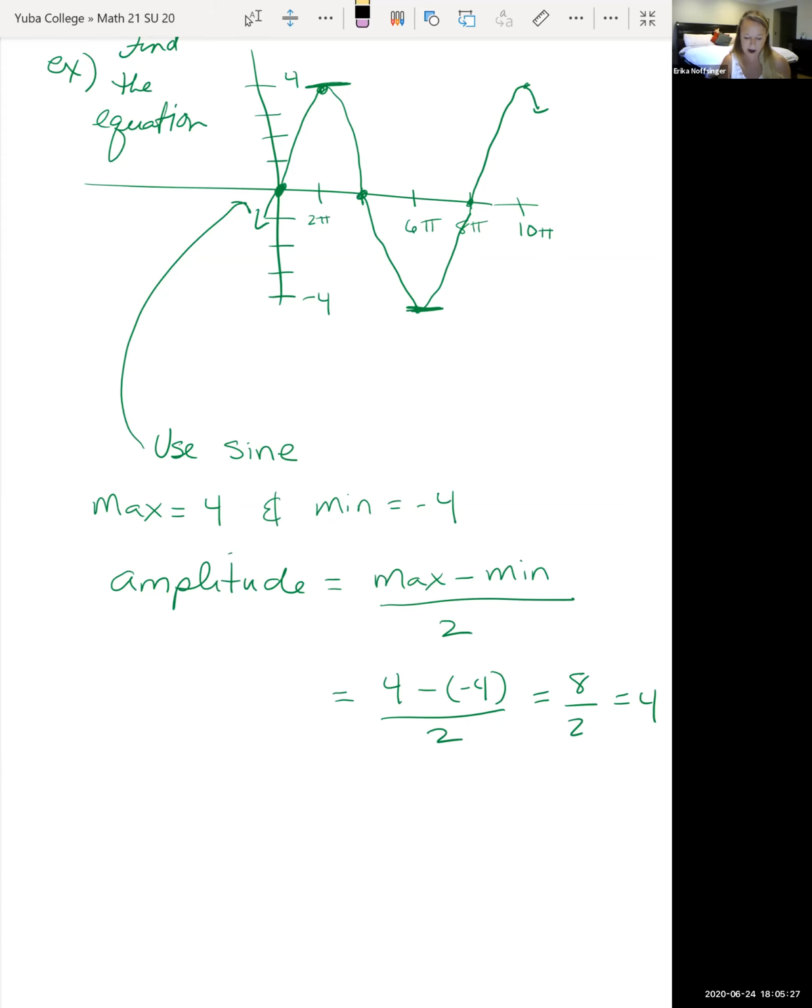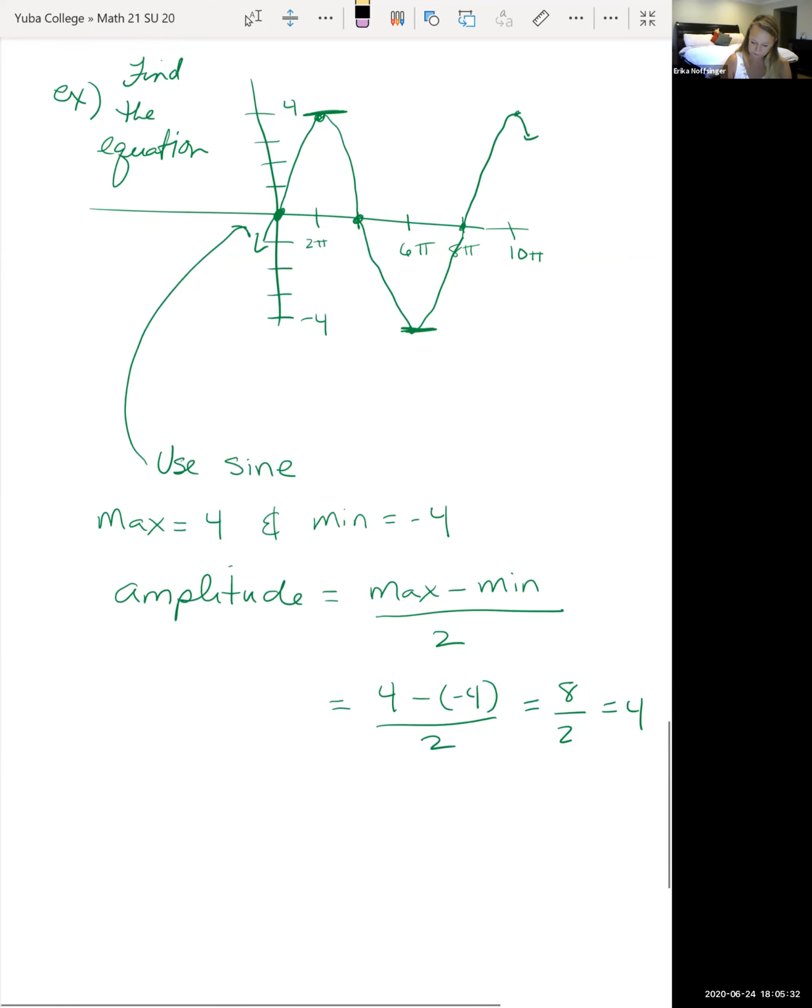And then we need to figure out what the argument is. So normally, we need to figure out what B is. Let's see, how do we do this? So notice that the period, before we said, was in the form of 2 pi over B.